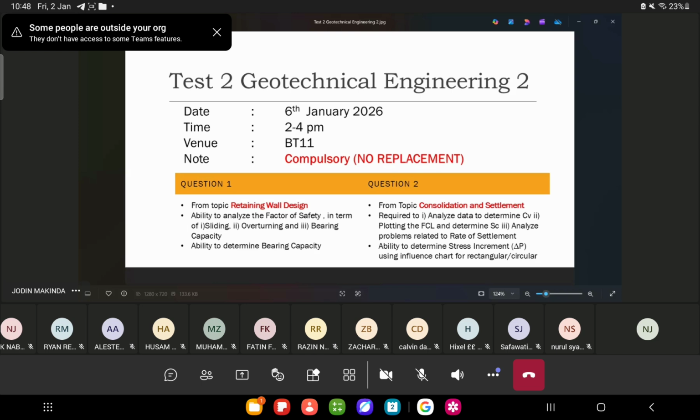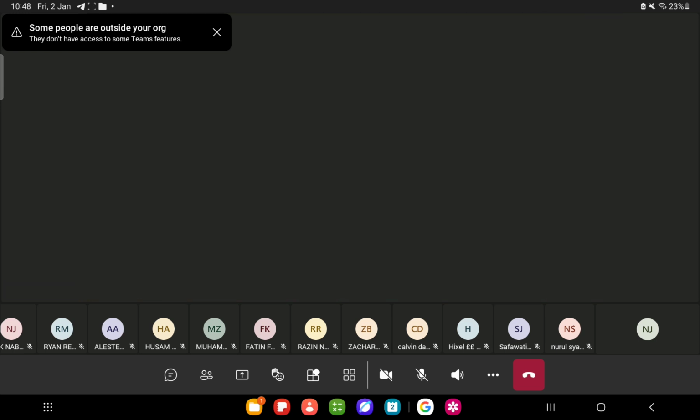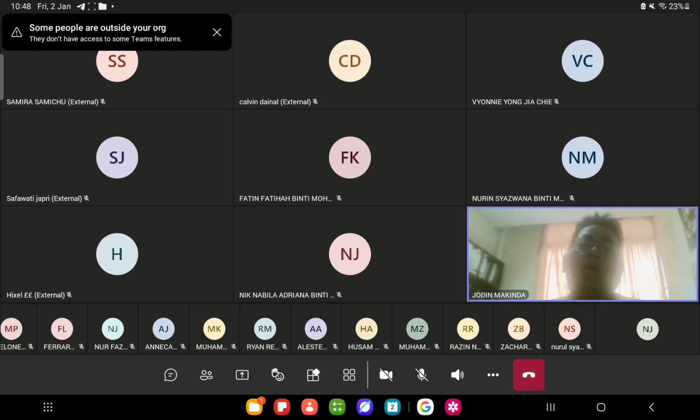Yeah. Most importantly, you know how to determine stress increment from the influence chart, regardless of whether it is square or circular. You know how to determine the stress increment. Yeah. These are the topics that may come out in our test next week.